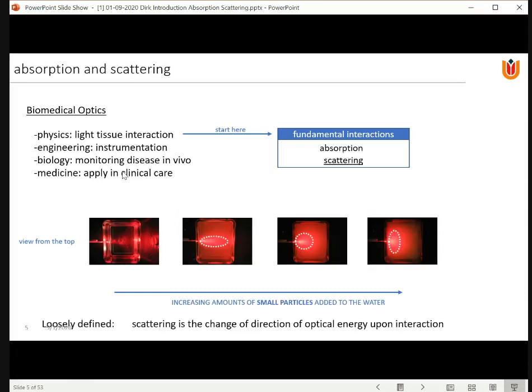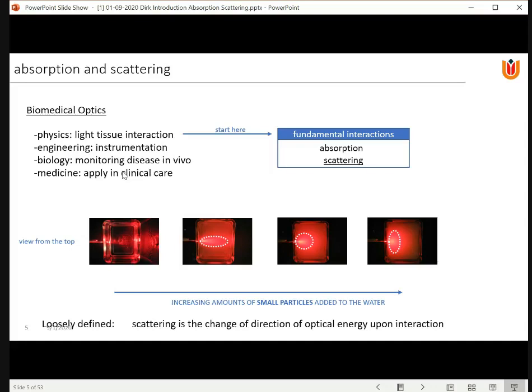I can do the same thing for light scattering. Now I'm not adding ink, but I'm adding small particles to this water. For example, milk. Milk is an emulsion of fatty particles of different sizes. So what you can do is just take a glass of water and add a few drops of milk, and you will see that it becomes a little bit opaque. If you add more milk, then it becomes foggier and foggier, until you have a whole glass of milk, and then you can't see through it anymore.